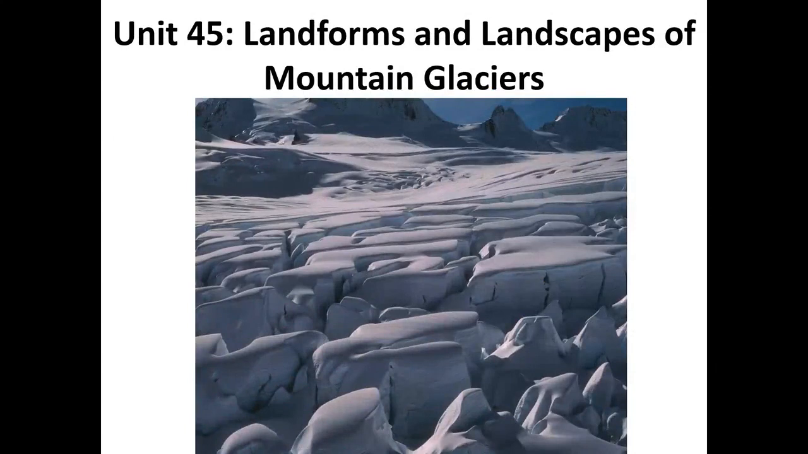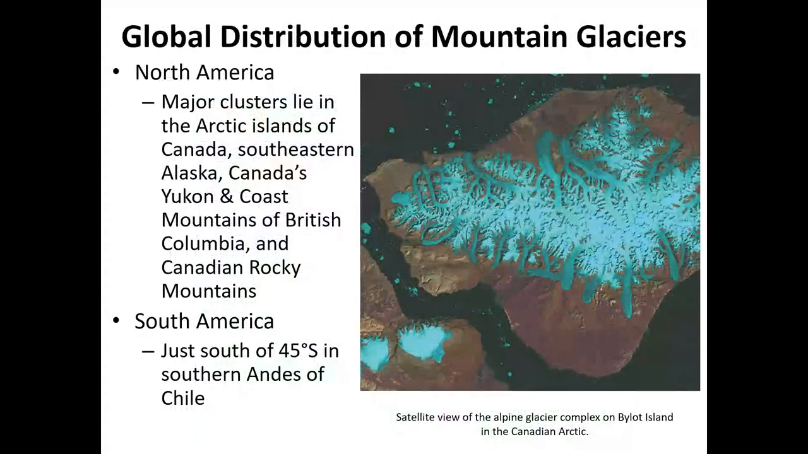Landforms and landscapes of mountain glaciers. We talked about continental glaciers, and we'll talk a little more about mountain glaciers. This is a glacier in New Zealand. You can see that this glacier has crevices or crevasses, and then there's a new light layer of snow that has fallen on top of those crevasses.